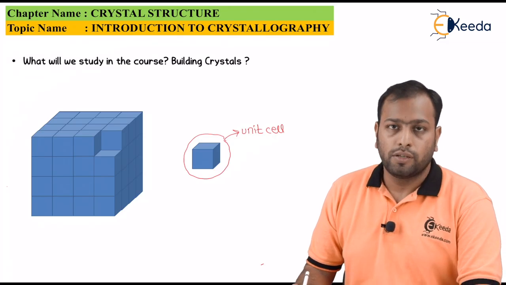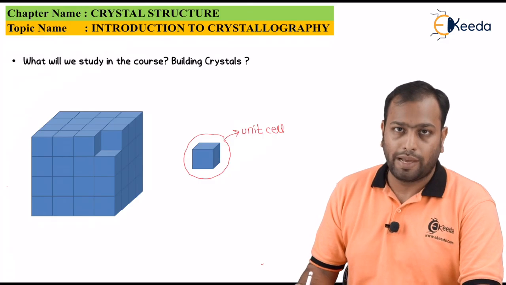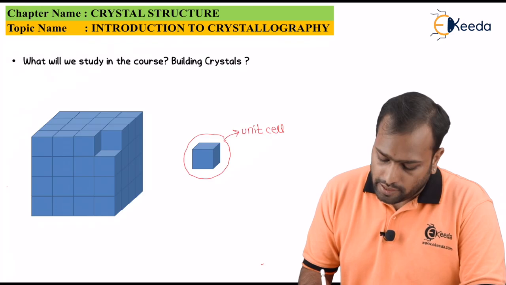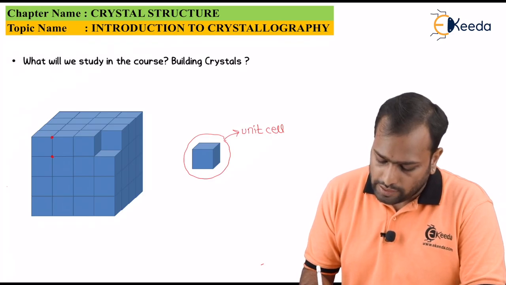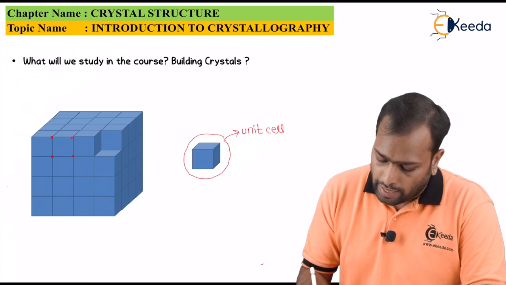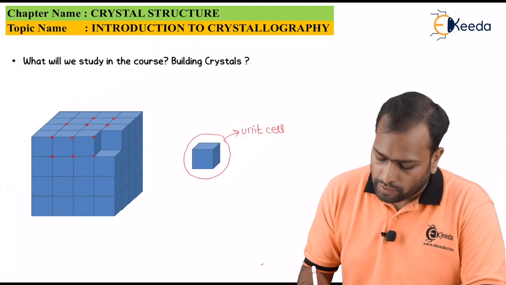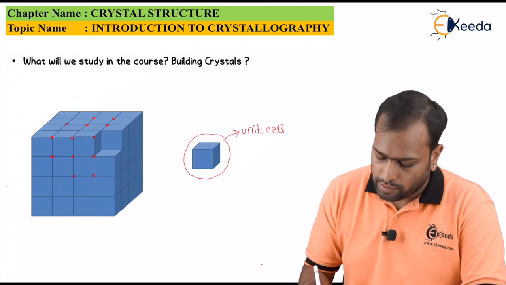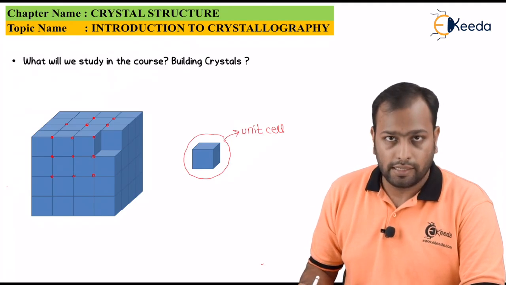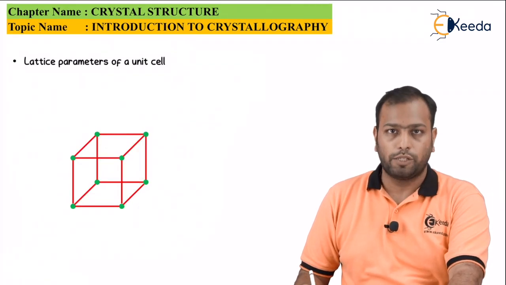Now Bravais, who was a physicist, used to imagine that atoms are present on the vertices of these unit cells, and this led to the formation of Bravais theory of crystallography. So this theory basically deals with studying 7 Bravais lattices in detail. Let's study the lattice parameters.